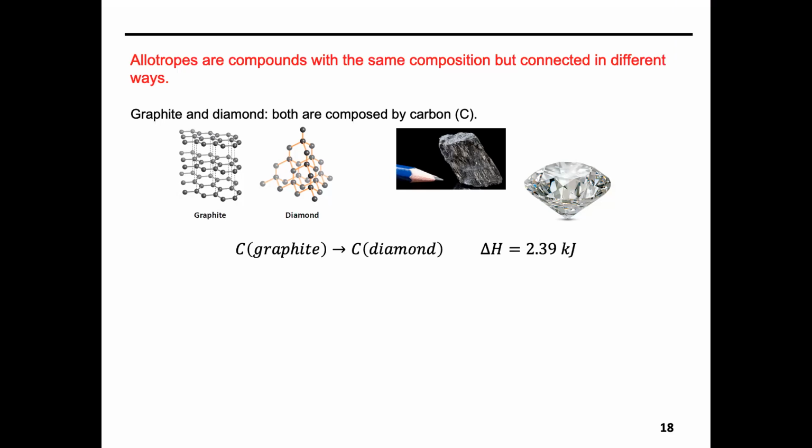When we move on to the organic chemistry, we also can have carbon connected in different ways, but the compounds are formed usually by carbon and hydrogen. So not just one kind of element. And that's why we don't call them allotropes and we call them isomers. And that's the difference in the nomenclature.